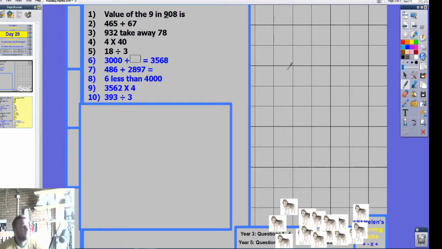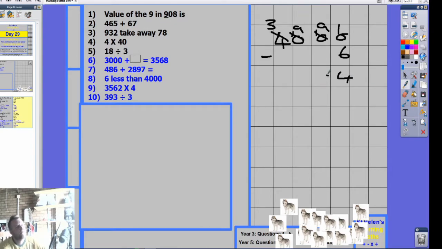6 less than 4,000. This is something that possibly we can do in our head. The column method is difficult because you then have to start doing all this borrowing: 10, 9, 10, 9, 10. And then you get your answer, obviously, of 4, 9, 9, 3. I'm not the biggest fan of that. I actually don't really like it.